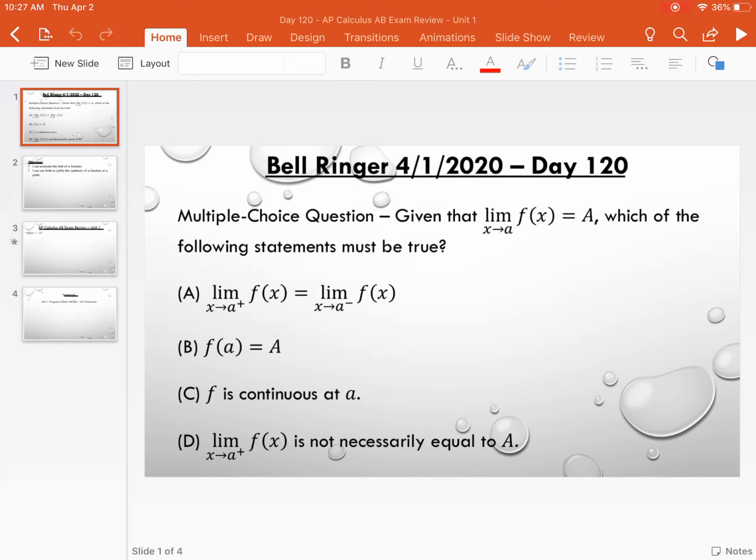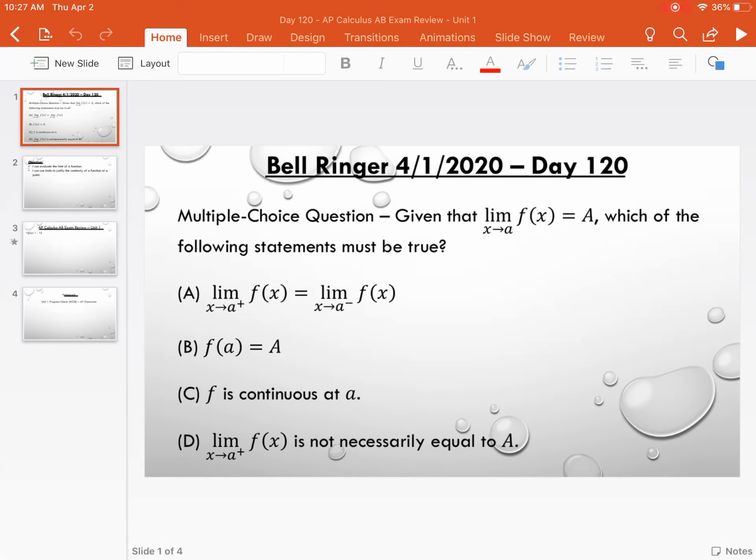First off, I just want to start by saying that there are still no updates regarding the AP exam from College Board, though tonight there is a virtual meeting that a representative of College Board is holding to talk about what the AP exam is going to look like. And then tomorrow they're going to be releasing more of the general information to the public. So definitely look out for that.